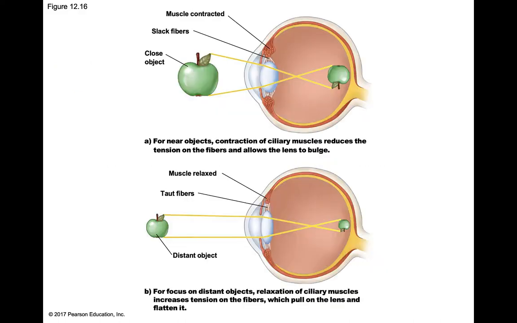Now here we're looking at two different types of how the focus is set up. Notice, once again, like optics, there's an inverted image, and the brain flips it the way it's supposed to be. For near objects, the ciliary muscles contract and reduce the tension on the fibers, and that allows the lens to bulge, and we see proper focus here. Now here we're looking at focus on distant objects. Now those muscles are relaxed, which increases the tension on the fibers, and that pulls on the lens and flattens it. The goal here is you want things to be focused appropriately on the back of the eye, on the retina.